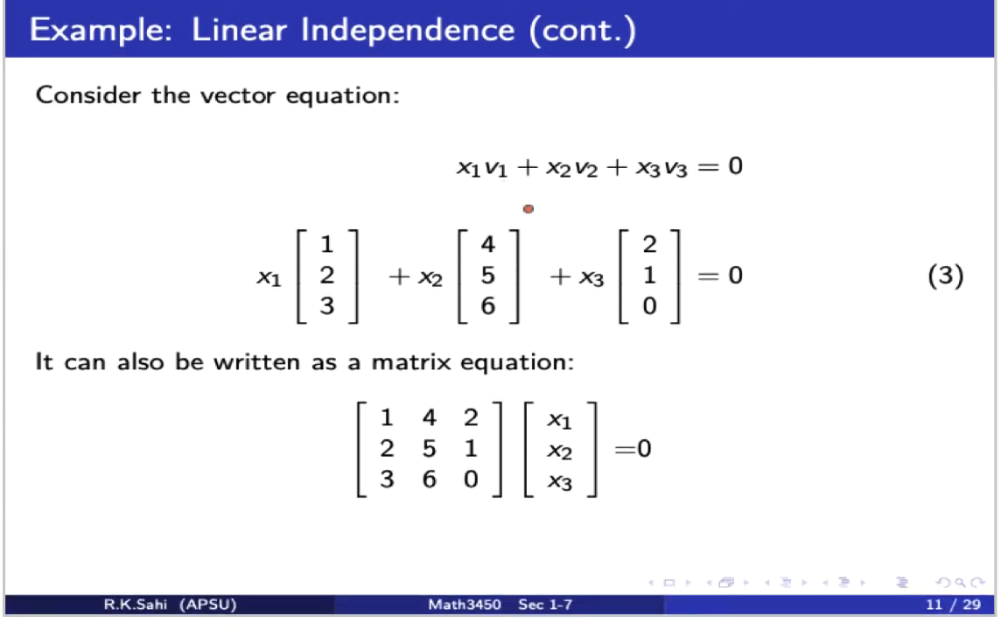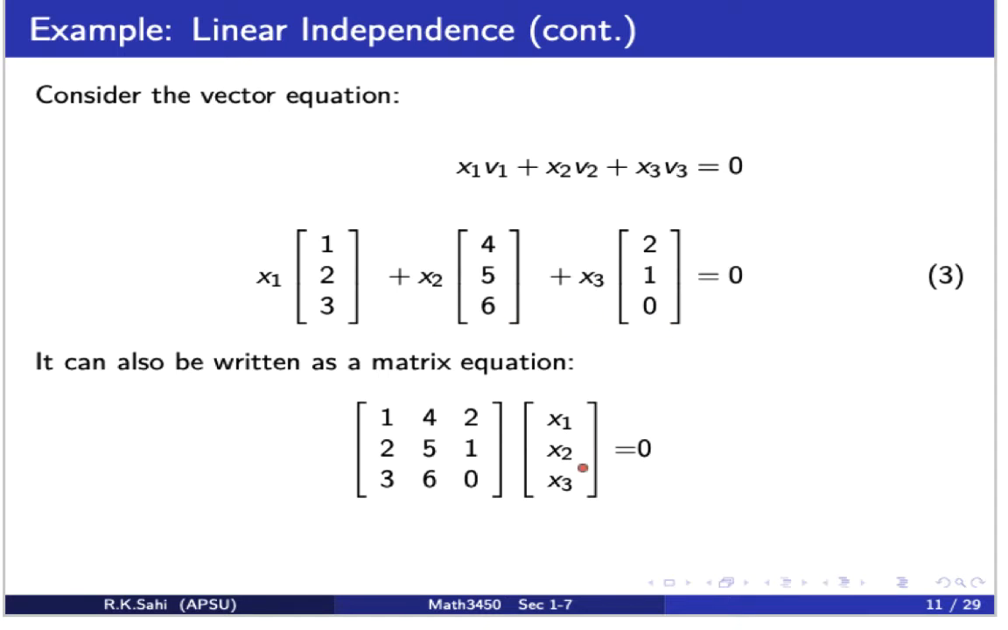Now, the vector equation is x1 v1 plus x2 v2 plus x3 v3 equals 0. And now replace the v1, v2, v3 by the vectors which are given to us. So we have x1 times the vector v1, which is 1, 2, 3, plus x2 times the vector v2, which is 4, 5, 6, plus x3 times 2, 1, 0 equals 0. Now this is a vector equation.